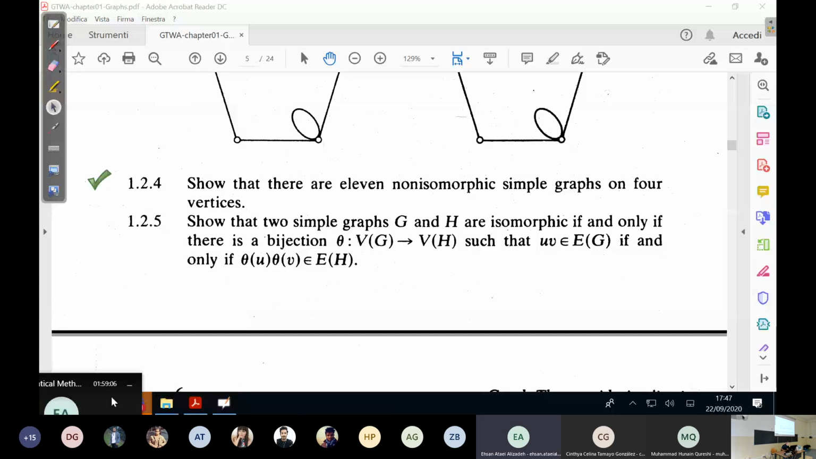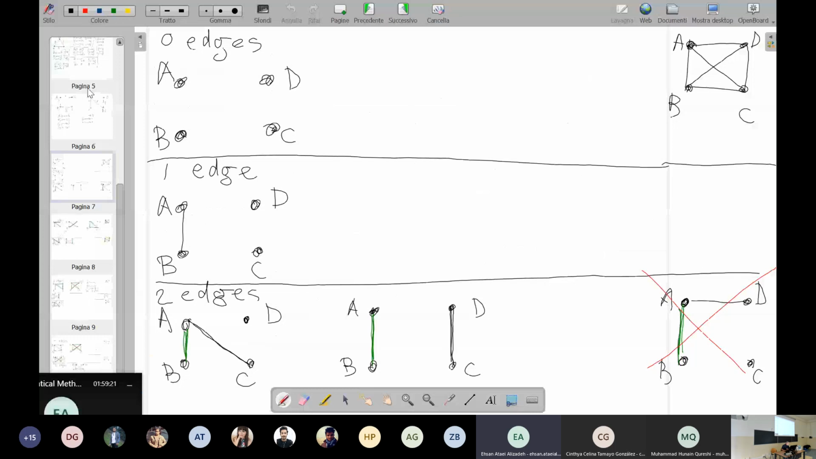Excuse me, sir. Tell me. Would you please bring the page that you summarize the rules of isomorphism? Yes, sure. Thank you so much.